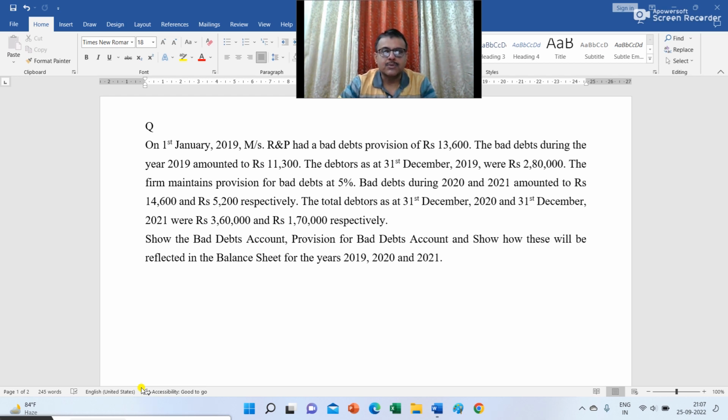Bad debts during 2020 and 2021 amounted to rupees 14,600 and rupees 5,200 respectively. The total debtors as at 31st December 2020 and 31st December 2021 were 3,60,000 and 1,70,000 respectively. So the bad debts account, provision for bad debts account, and how this will be reflected in the balance sheet for the years 2019, 2020 and 2021.